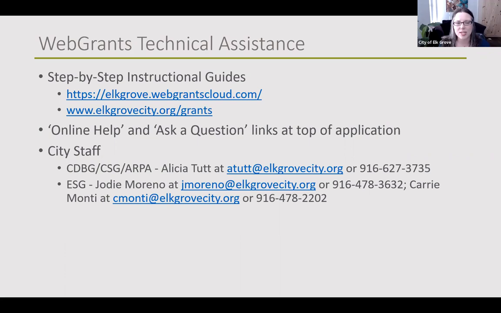There is an online help and an ask a question button at the top of the page in Web Grants. The online help offers some guidance in terms of navigating that page. Ask a question will submit a question to program staff through the Web Grants system. So you are more than welcome to use that, but you can also just email or call us directly and we can answer it through email or outside of the system. But if you want to keep a record of it with your application, then the ask a question process is fine. It will respond and it'll come back to you through Web Grants.